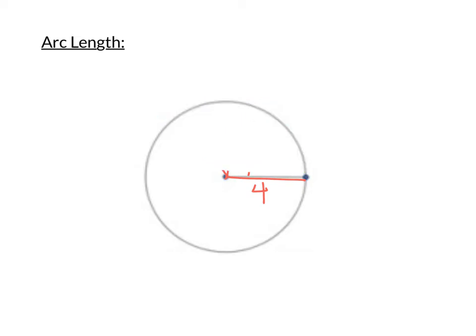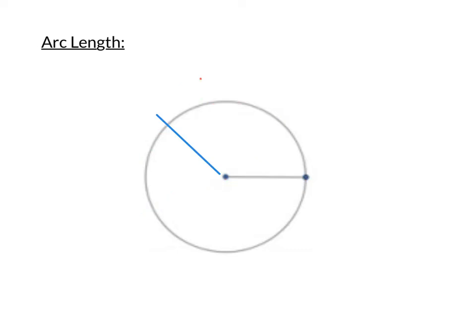And if we went with, I don't know, like 3.5, let's say we have an angle measure of 3.5, we can be pretty safe to assume that this arc length would be that radius 4 times the 3.5, which would be 14.